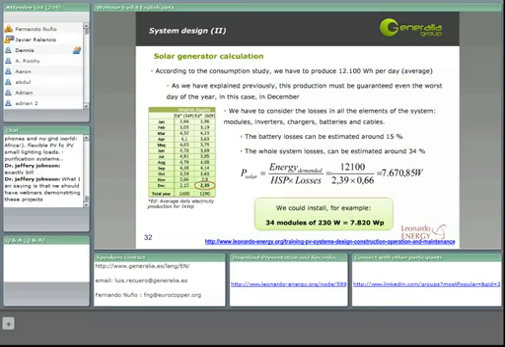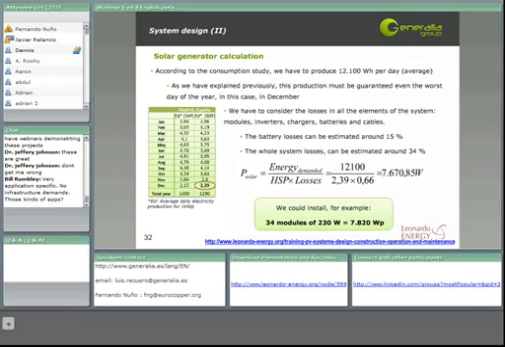For the solar generator calculation, we are going to consider the production that we got in the previous slide of 12,100 watt-hours per day. As we have explained already, we have to guarantee that this amount of energy is being produced during the worst day of the year. For example, in the case of Madrid, this would be in December. So, we consider that we are producing 2.4 kilowatt-hours per day per kilowatt peak installed.